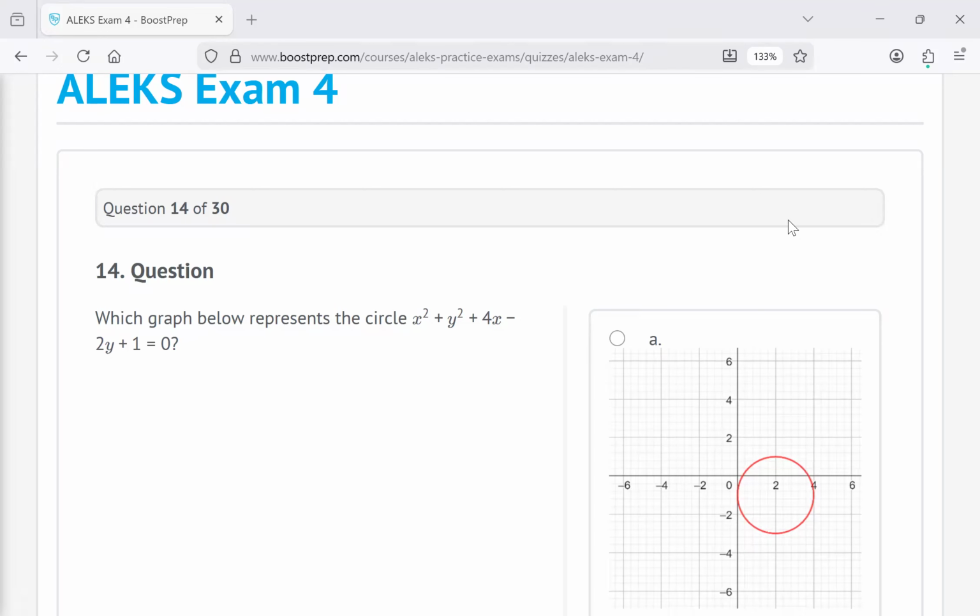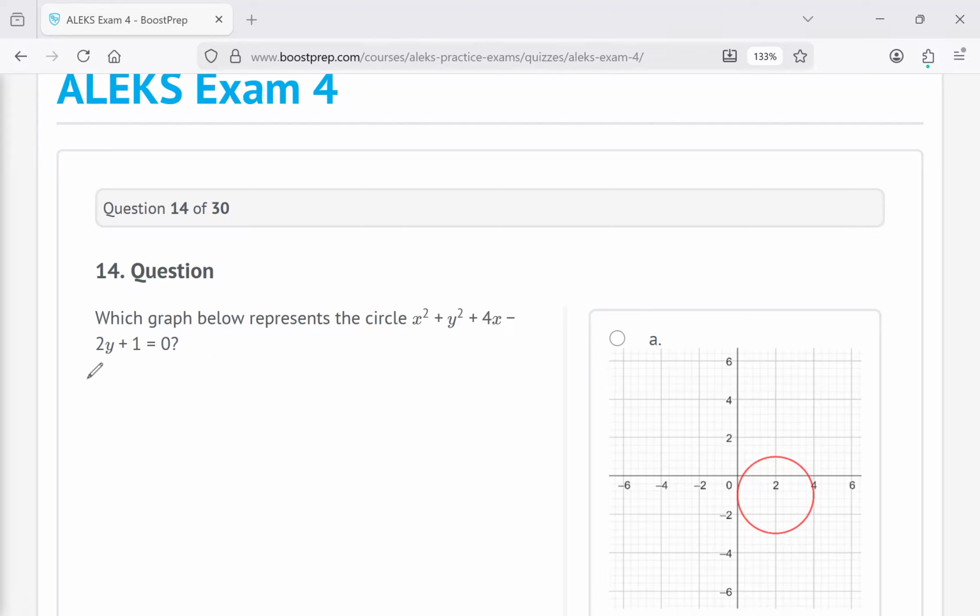Hello, this is part two of the ALEKS exam, ALEKS exam four. So let's just continue off. We stopped on question 14. Which graph below represents the circle x squared plus y squared plus 4x minus 2y plus 1 equals 0?